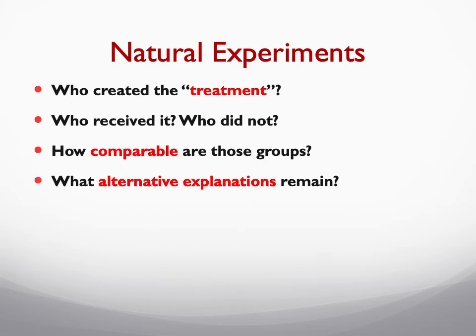And given whether you're convinced or not convinced on that comparability, after you've seen the results, what alternative explanations remain? Besides the fact that this naturally occurring thing was out there and we were able to study it, what else could have contributed to group differences between the groups that they're studying?